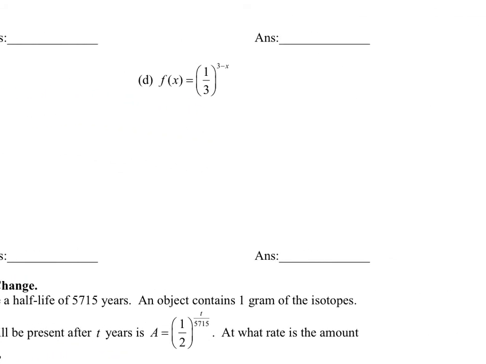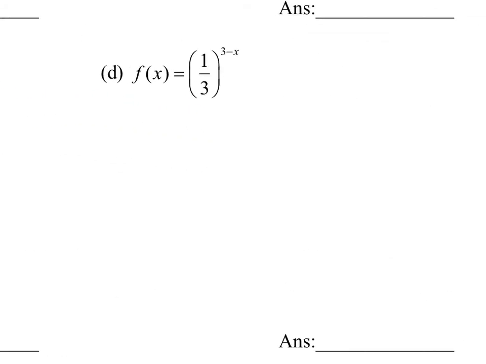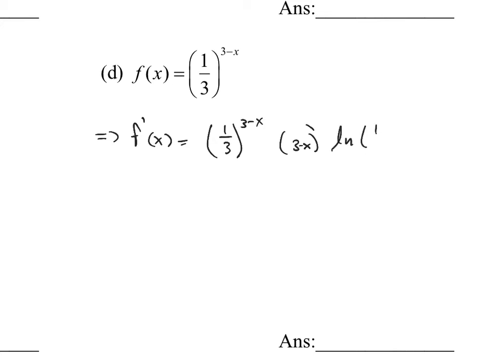Let's move on to D. D is f of x equals 1/3 to the 3 minus x. What do we do for the derivative of an exponential function? Again, remember there's three parts to the derivative of an exponential function. We copy and paste 1/3 to the 3 minus x. We do the derivative of the exponent, so we need to do the 3 minus x, the derivative of that. And then we have to do the natural log of the base. In this case, the natural log of 1/3. Copy and paste, derivative of the exponent, natural log of the base.